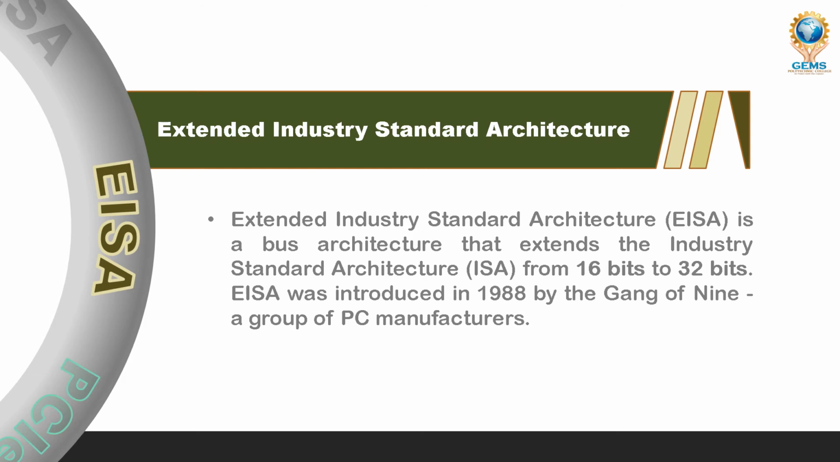In comparison with the ISA bus, the Gang of Nine manufacturers extended EISA to 32 bits and allowed more than one CPU to share the bus. The bus mastering support was also enhanced to provide access to 4 GB of memory. EISA was much favored by manufacturers due to the proprietary nature of MCA, and even IBM produced some machines supporting it.